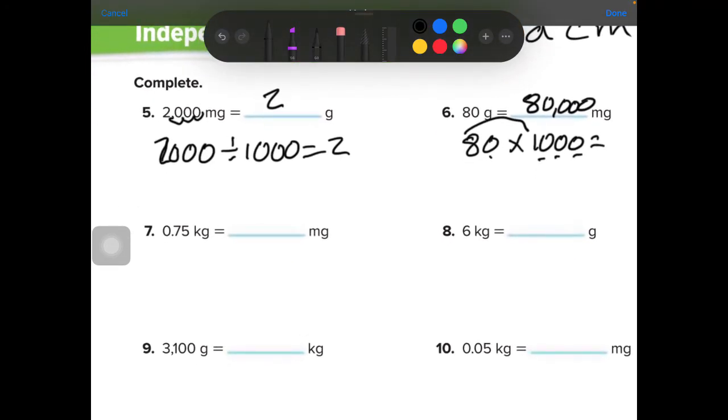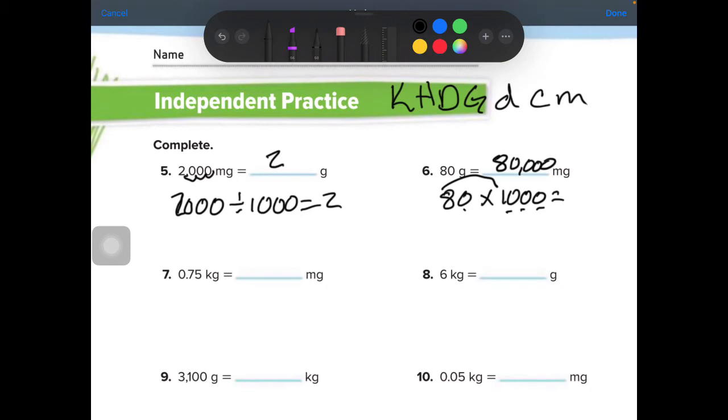All right, number 7, choose your strategy. King Henry died grumpily drinking chocolate milk, or just converting it over. I know that we're going to do this. Let's try the King Henrys. We have milligrams and kilograms.